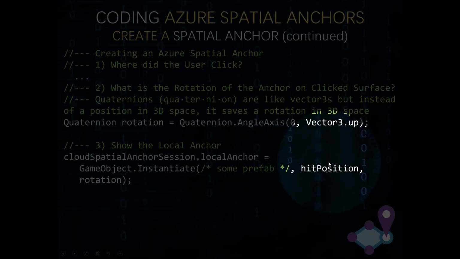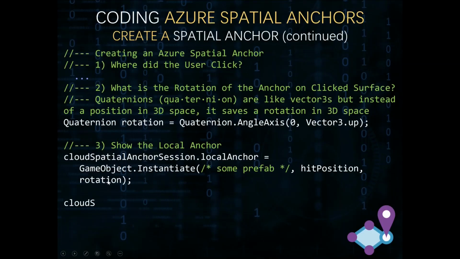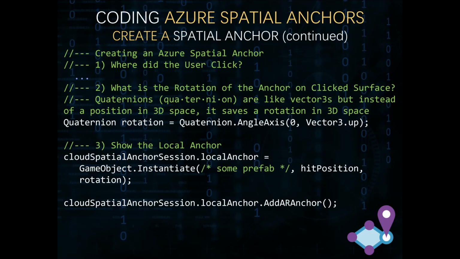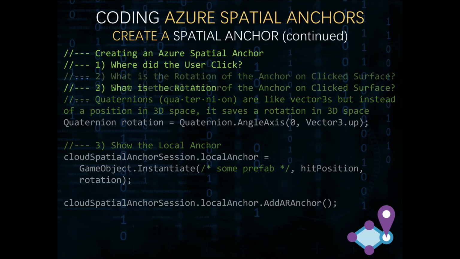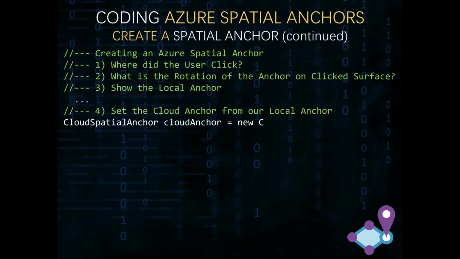Our 3D coordinate. And then we also apply our rotation. Pretty simple. Cloud Spatial Anchor session, local anchor, add AR anchor. So now you've added that AR anchor to that session that you established earlier on. So we're doing good. Next is we want to set the cloud anchor from our local anchor. So we're going to take that, we're going to generate a new cloud anchor.